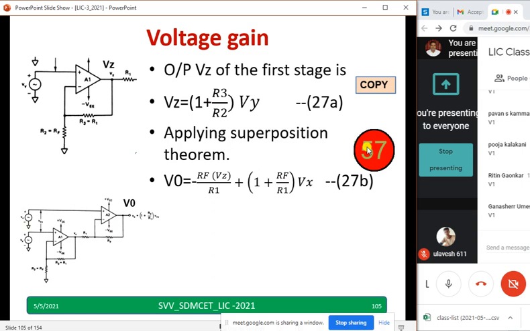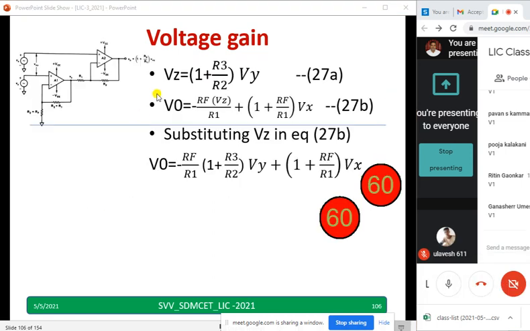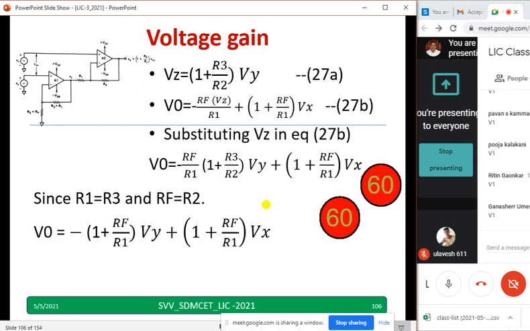Next slide. The simplification step. After substituting Vz I will show you. In this step what I am doing, I am substituting the value of Vz in equation 27. Wherever Vz is there, 1 plus R3 by R2 into Vy, and I am simplifying. Since R1 equal to R3 and Rf equal to R2, we are assuming, just for simplifying the derivation, we will get 1 plus Rf by R1 into Vy plus 1 plus Rf by R1 into Vx.